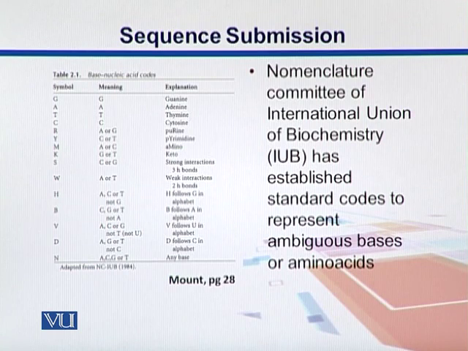M stands for the amino group, if they have any amino group in them. K is if they have a keto group, that is G or T. S is if they have strong interactions, three bonds, we can call them triple bonds. C or G, they form triple bonds. So at this S position, we can see either C or G. W is for weak interactions, A or T. H, since it follows G, is everything except G, so it can be A, C, or T, and a similar procedure is followed down below for B, V, and D. N can be any base.